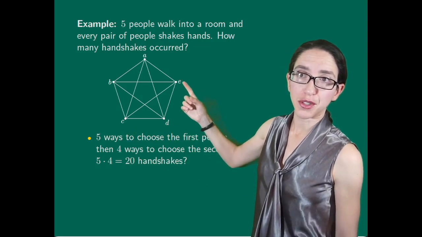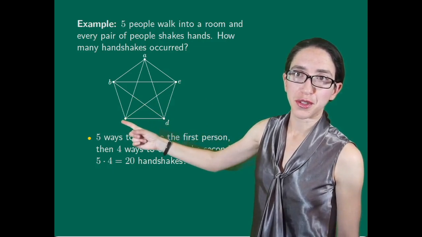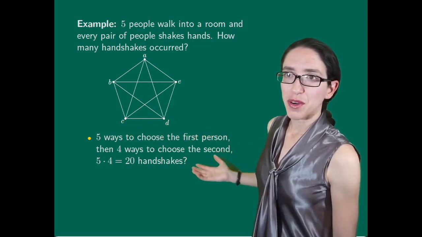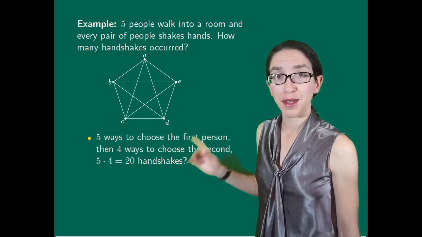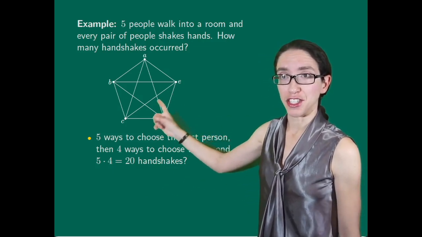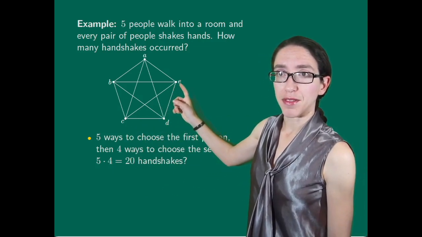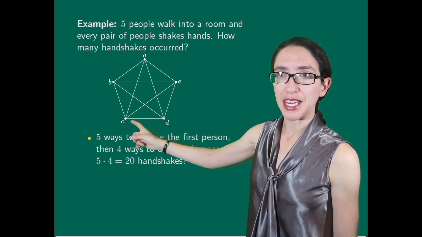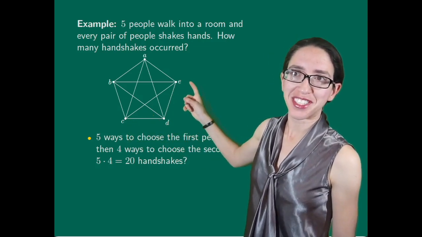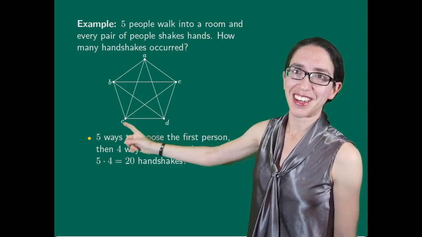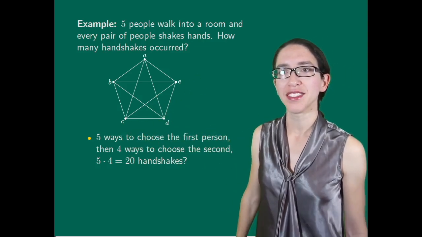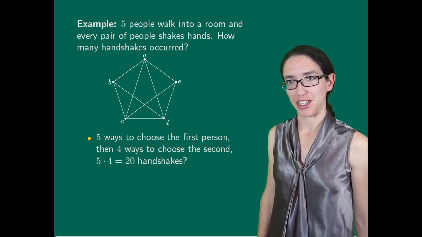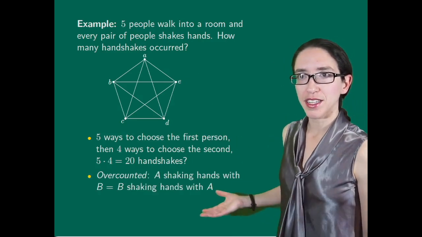There's 5 ways to choose the first person, and then 4 ways to choose who they shake hands with. Now, that looks like there should be 5 times 4 or 20 handshakes, but we've counted each edge here twice, because if this person, C, shakes hands with E, well then E also shook hands with C. So counting C and then E, and also counting E and then C, means we counted each edge exactly twice, and so we actually overcounted by a factor of 2. So we have to divide by 2.